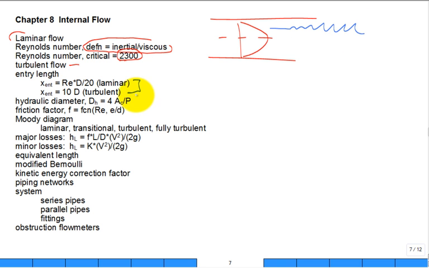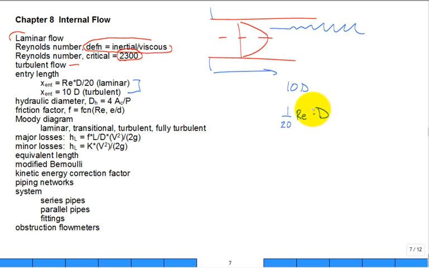Entry region. These are pretty easy to remember. It's 10 diameters. So if I have an entrance into a pipe, go down 10 diameters, and if it's going to be turbulent flow, it's well mixed by 10 diameters. Okay. If it's going to be laminar flow, then it's 120 the Reynolds number times that many diameters.